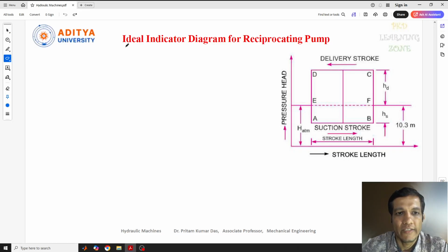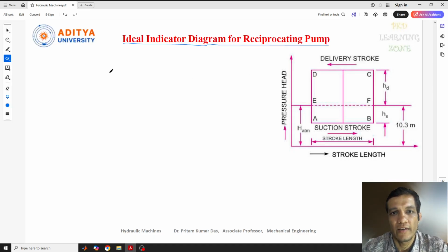So up to now we have discussed many things regarding the reciprocating pump: how the reciprocating pump is working, what the work done, discharge, and efficiency calculation are. Then after that we have discussed the slip, then percentage of slip. So many things we have discussed.